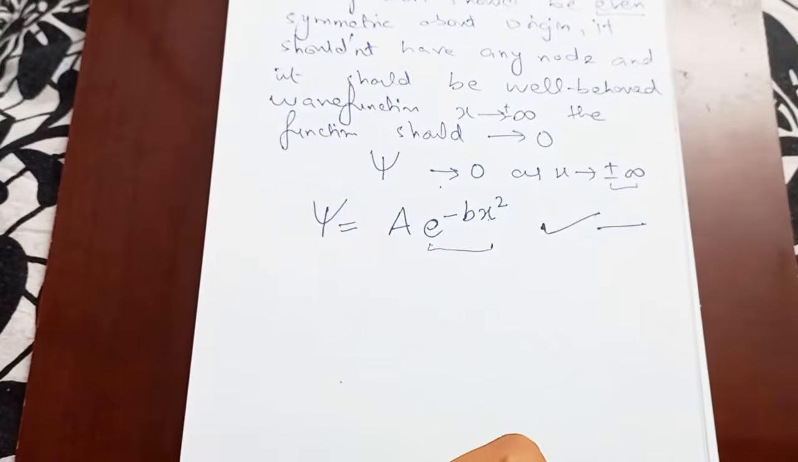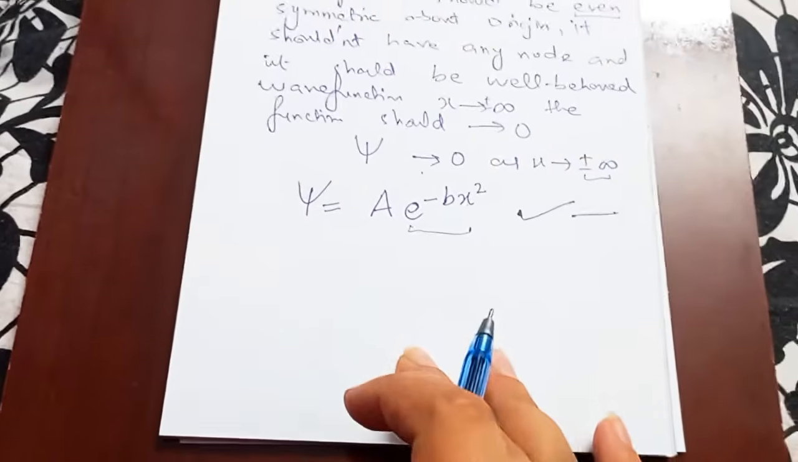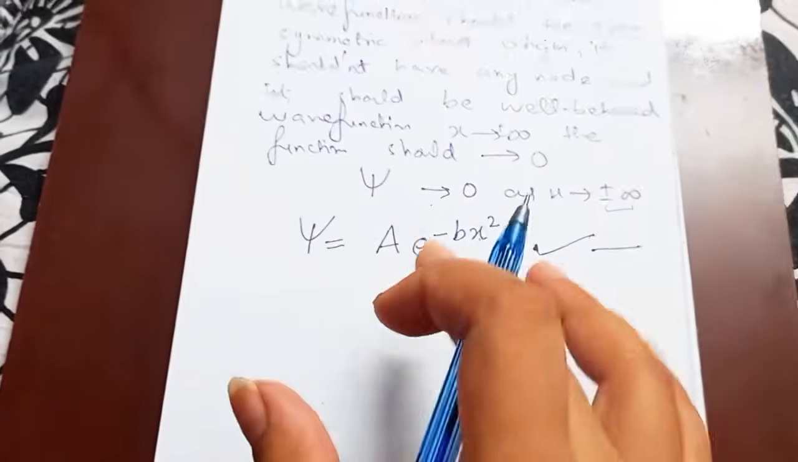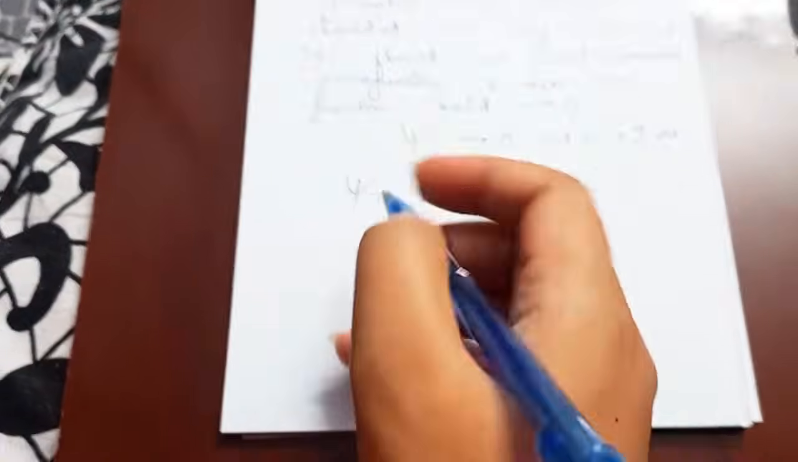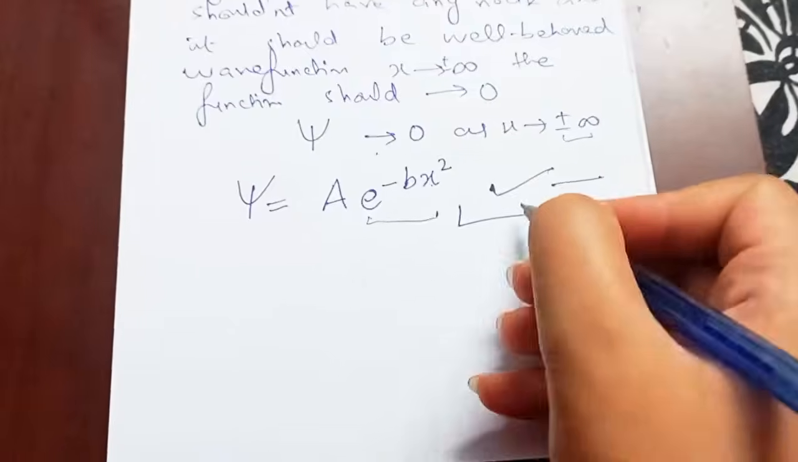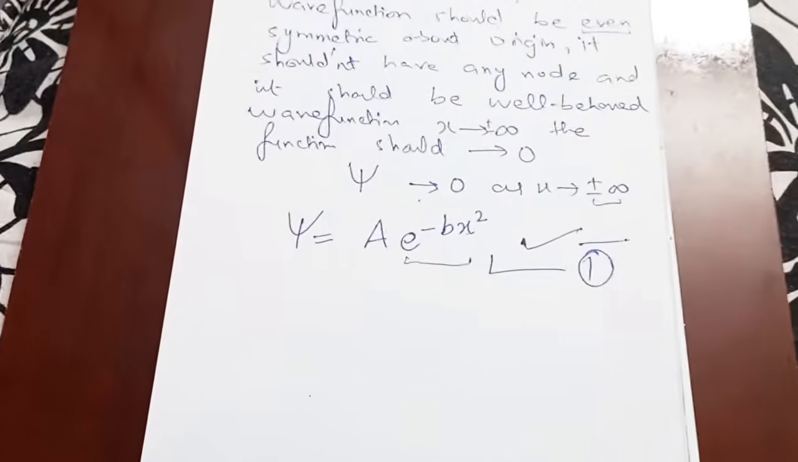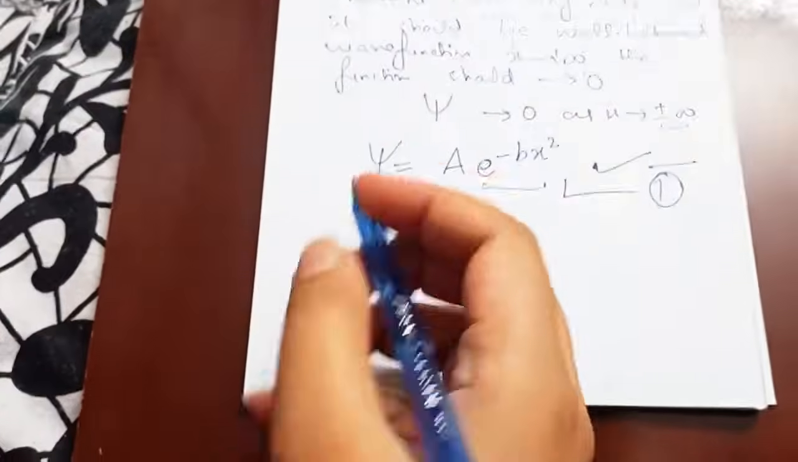A is the normalization constant. We can determine it right away so that we can put its value at the end. Okay, so first of all, let us calculate its normalization constant, because this is a part of the video. We have to determine it.